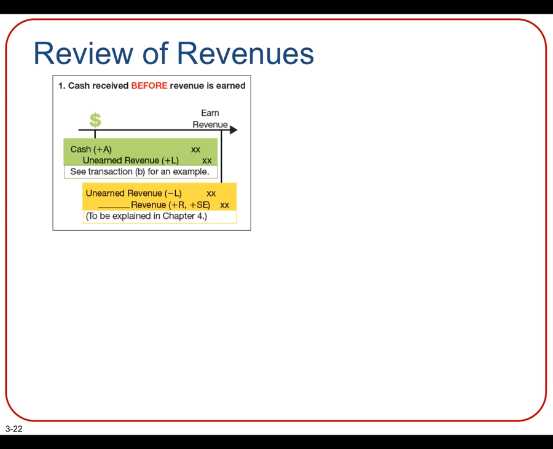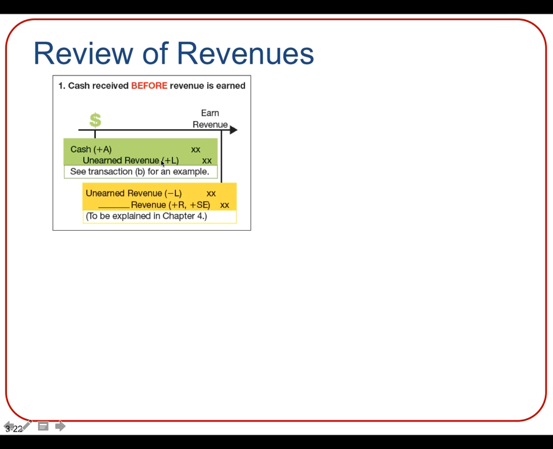So let's go through and do a kind of review of all the revenues. Remember, you can receive the cash before revenue is earned. It could be a deposit for a service you will provide in the future, right? So you receive your cash first. So you have an increase in your cash, which is a debit to your cash, right? And you also have an increase to your unearned revenue. Unearned revenue is a liability account. So there's an increase to your liability, but there's no revenue yet.